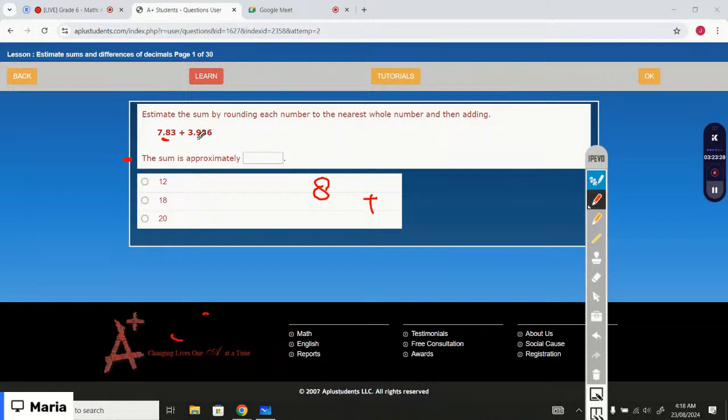Now for the second one, look at the number that is right after the decimal, that is 9. 9 is greater than 5, right? You need to round up. So that would be 8 plus 4. The correct option is 12. Option number 1 is the correct option, right? The correct option is 12.